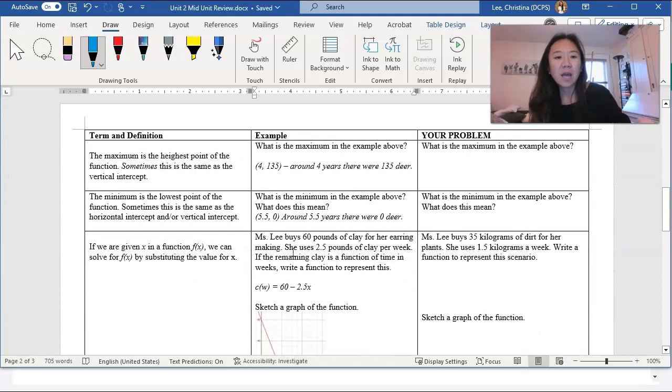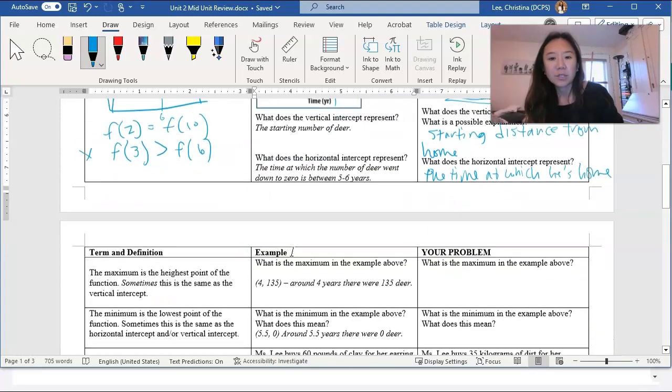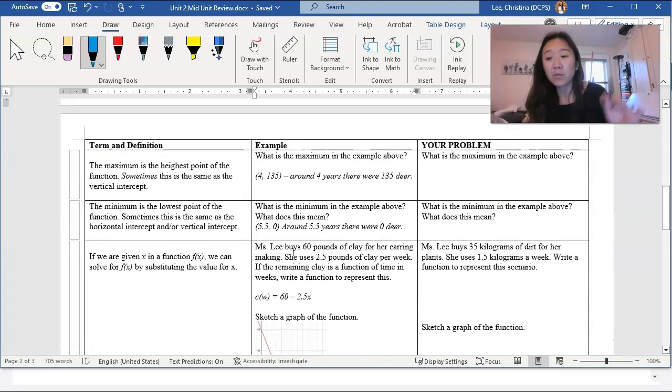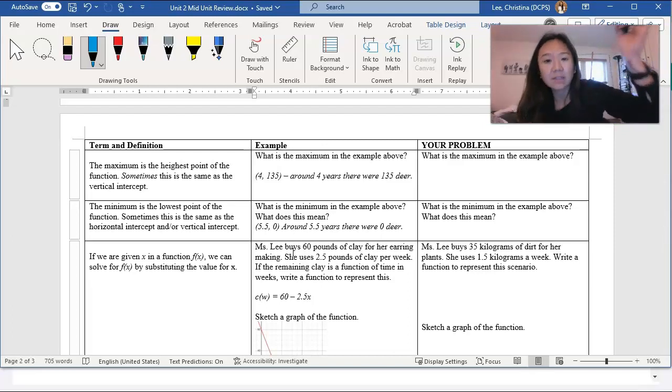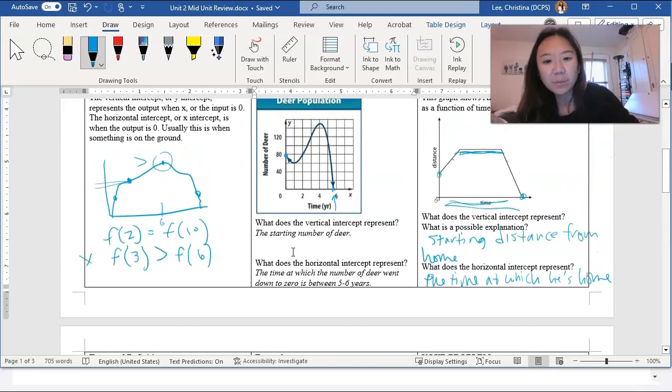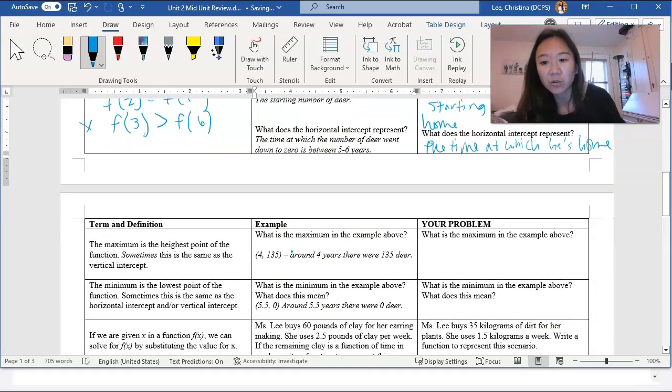All right, the maximum is the highest point of the function. Sometimes this is the same as the vertical intercept. So for example, actually that's not on one of these, but in the example of the bungee jumper that's jumping from a very tall point, and they bounce down and then they come back up, they never go fully all the way back up. And so the maximum height is that height that they start at. The maximum in this example above is approximately 135. And so at 4 years, that was when the greatest amount of population of deer was at approximately 135.